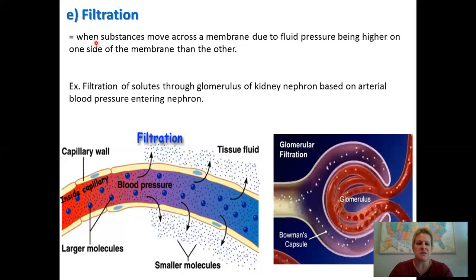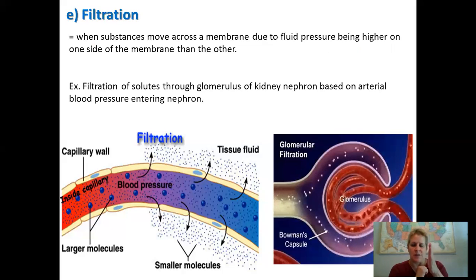So here, substances move across the membrane due to fluid pressure being higher on one side of the membrane than the other. Inside the Bowman's capsule, fluid pressure is very low. Outside in the arterial vessel called the afferent arteriole, blood pressure is high, and that is what is moving substances across the membrane. So filtration, think of this as your kidneys filtering your blood based on high pressure in your arteries and low pressure in your nephrons.